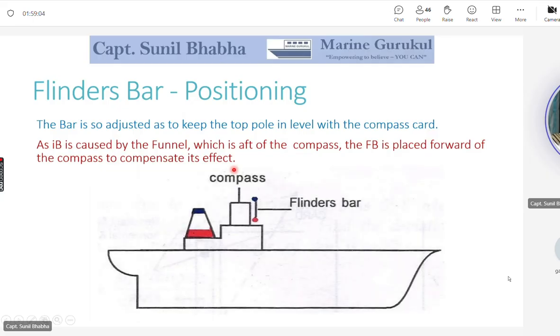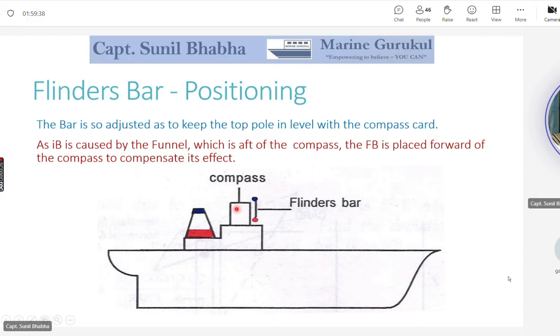The basic concept is, as you can see in this particular diagram, we have the binnacle here. The compass is located at this location. We have the funnel abaft of the compass, and it is getting induced by the Earth's magnetic field. Right now, the ship is in the northern hemisphere. In the northern hemisphere, the magnetic field lines go down into the surface of Earth. So that's why you see the top pole of the funnel is blue. This blue pole affects our compass and generates IB, induced B.